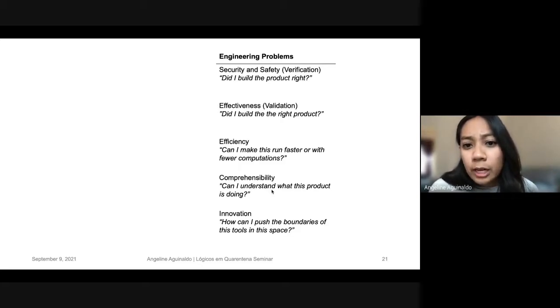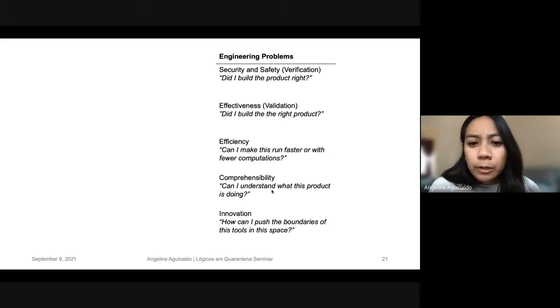The third problem is comprehensibility. Can I understand what this product is doing? So someone who is using the tool or the product, how well can they understand the nuances of the process that it is executing? And how do we communicate that to someone who's using it?